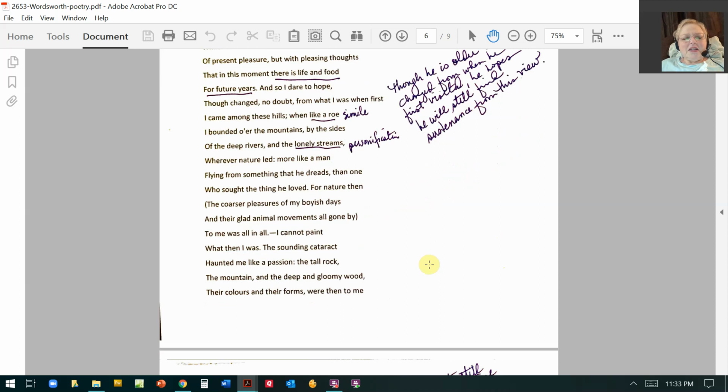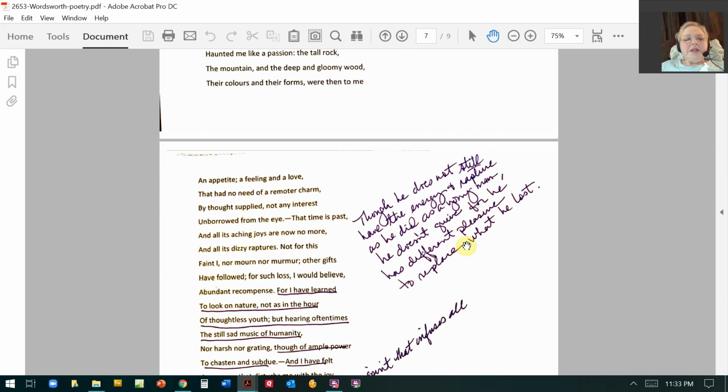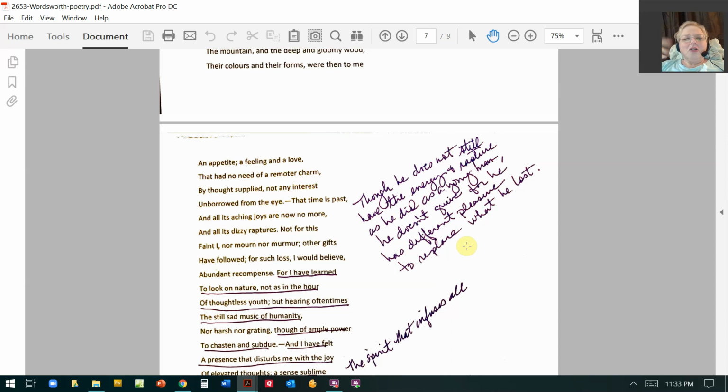So again, it's like, to me, nature was all in all. I never saw beyond nature. But he says, now, though I don't still engage in nature with that energy and that impulse and that rapture, that joy, dizzy raptures, right, that I had as a young person, he says, I don't grieve for the loss of that kind of feeling, because it's been supplanted by something that's just as wonderful, right?